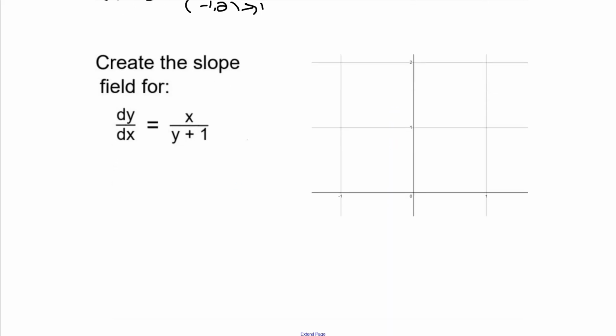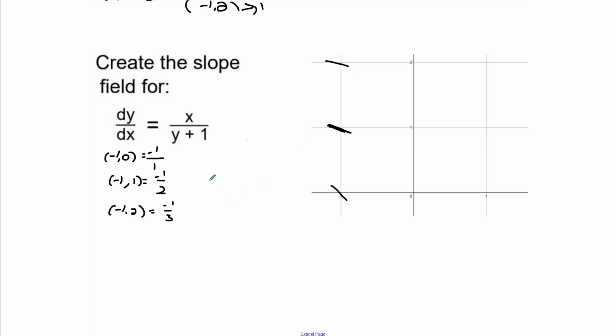Now here we're asked to create the slope field for x over y plus 1. So at the point (negative 1, 0), we're not just going to have 0. We're going to have negative 1 over 1, so negative 1. So let's draw it like this. Now at the point (negative 1, 1), we're going to have negative 1 over 2, so it's going to be a little less steep, but it's still negative. And then how about (negative 1, 2)? We're going to have negative 1 over 3, so that's going to be even less steep, like that.